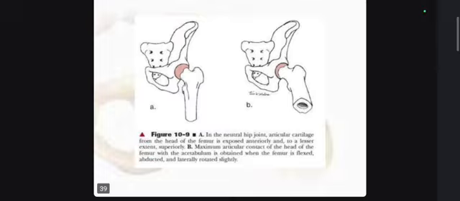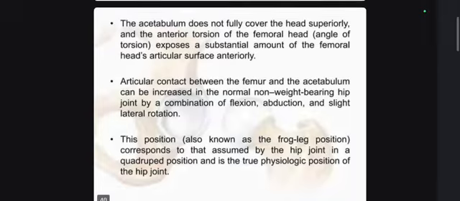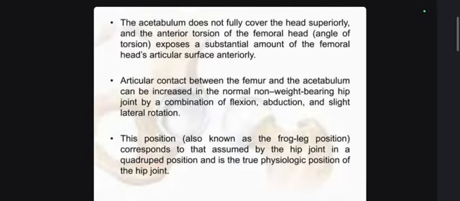Maximum articular contact of the head of the femur with the acetabulum is obtained when the femur is flexed, abducted and laterally rotated slightly. The acetabulum does not fully cover the head superiorly, and the anterior torsion of the femoral head exposes a substantial amount of the femoral head's articular surface anteriorly.